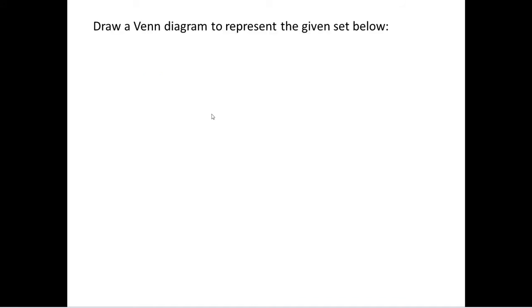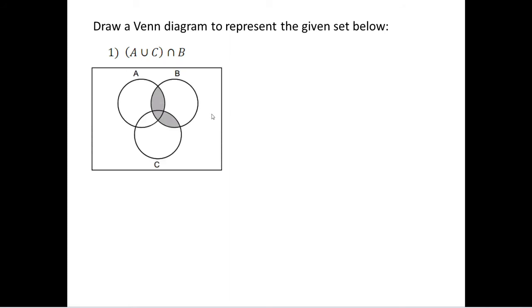Let's have our exercises. Draw a Venn diagram to represent the given set below. Number one, the union of A and C intersection with B. So this is how we draw A union C intersection B.